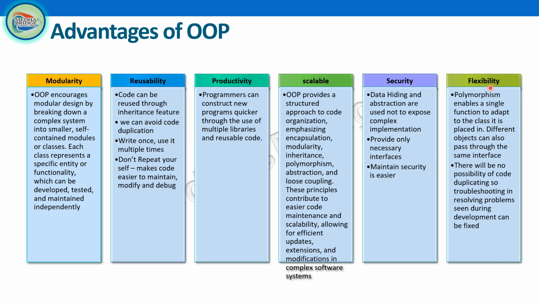Another advantage is flexibility. Polymorphism enables a single function to adapt to the class it is placed in. Different objects can also pass through the same interface. There will be no possibility of code duplication, so troubleshooting and resolving problems seen during development can be fixed.